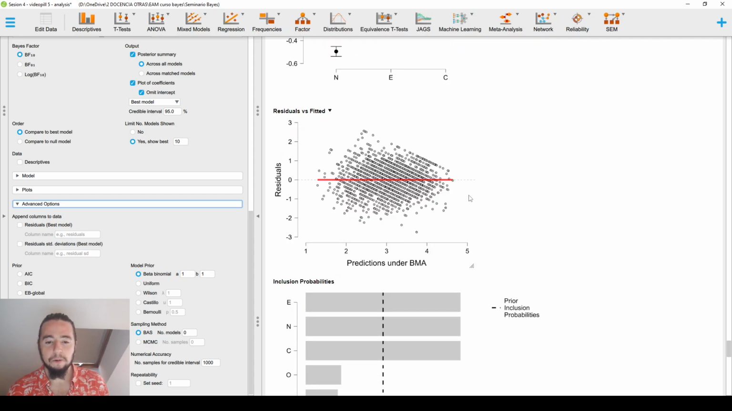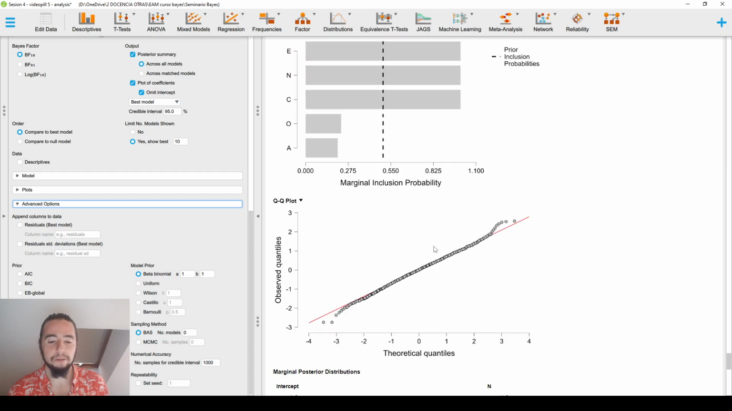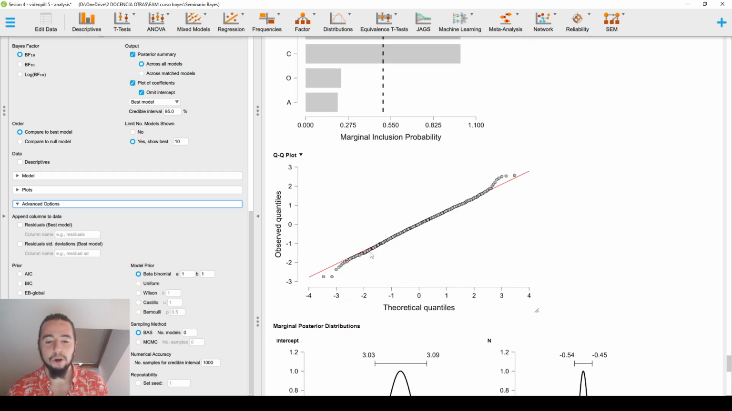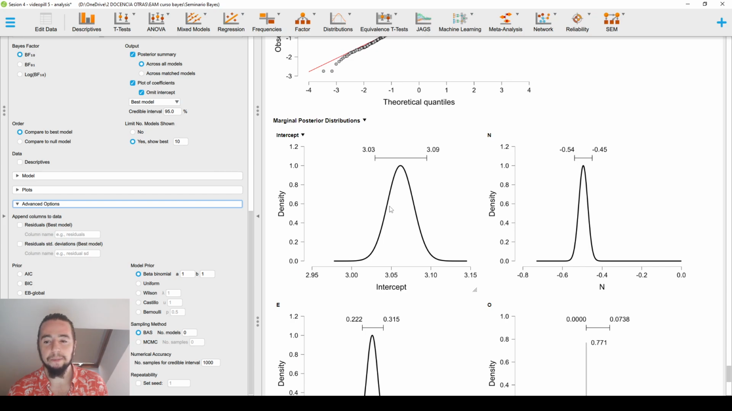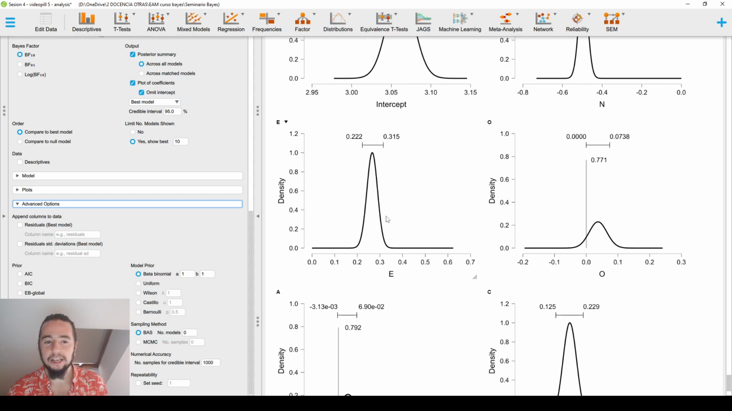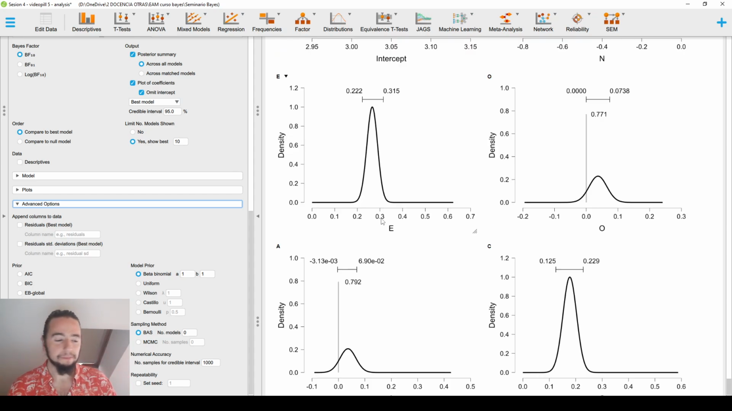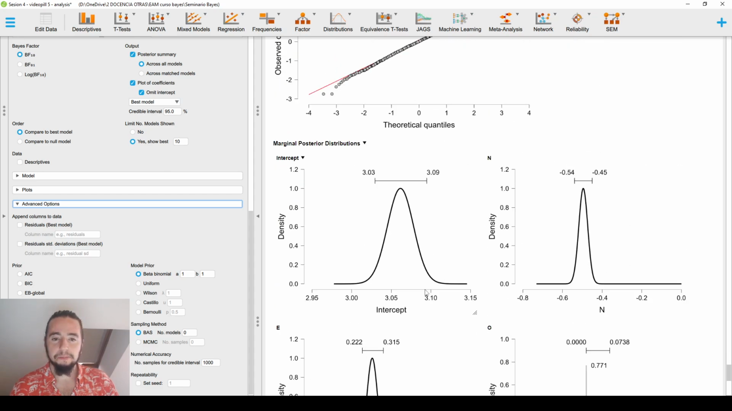So now we have these residuals versus fitted. As we can see here, there is no significant relation. Now the inclusion probabilities, as you can see here, neuroticism, extraversion, and conscientiousness are above the prior. The QQ plot shows no problems, and we also have the posterior distributions. This is the intercept, this is neuroticism, like minus 0.5, density of the extroversion, openness, agreeableness, and conscientiousness. And that's basically it.